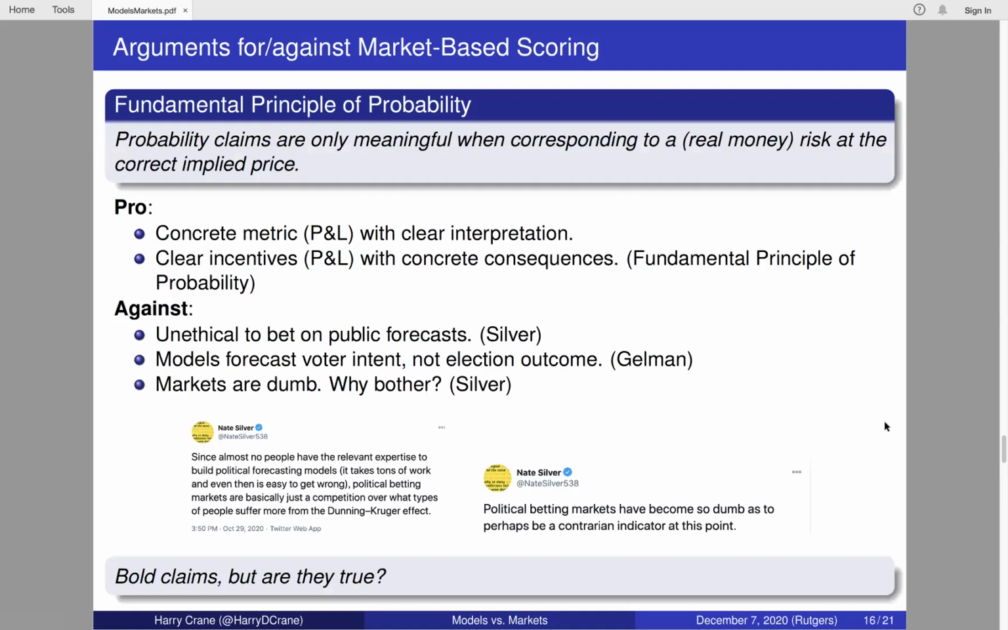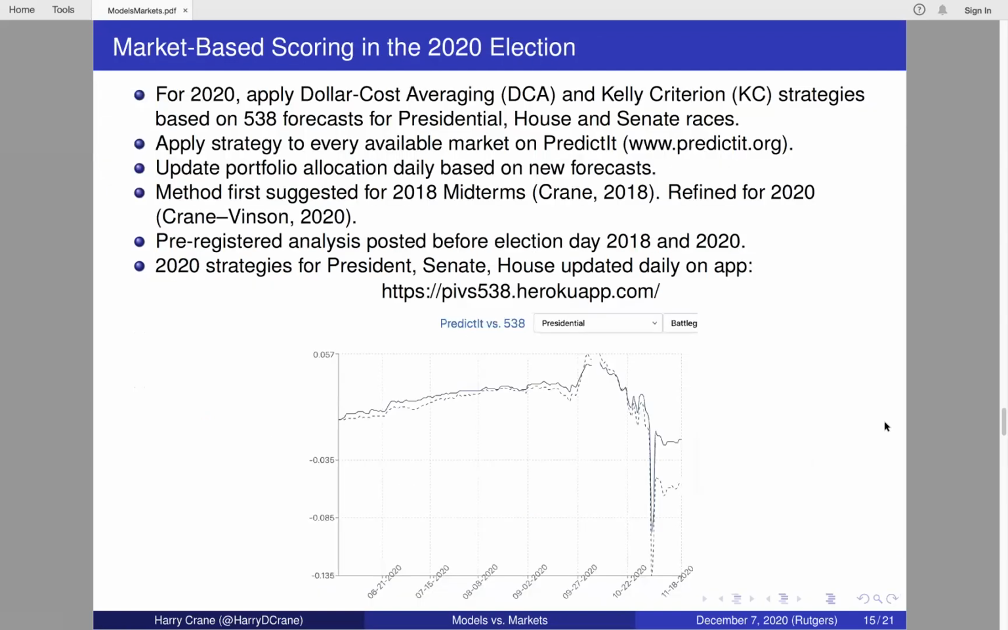Okay, so before I show the results on the next slide, I want to say, just like I argued for the others, there are arguments for and against market-based scoring. The argument for is that there is, again, a very clear metric. You know, I should say, this was a pre-registered analysis. I don't know if I mentioned that.